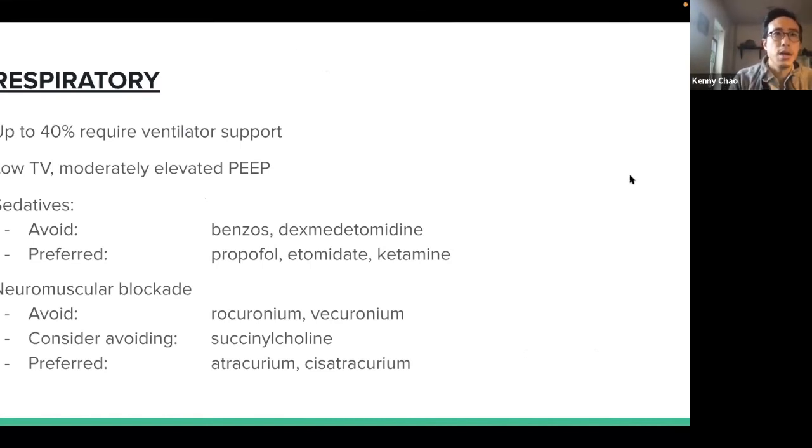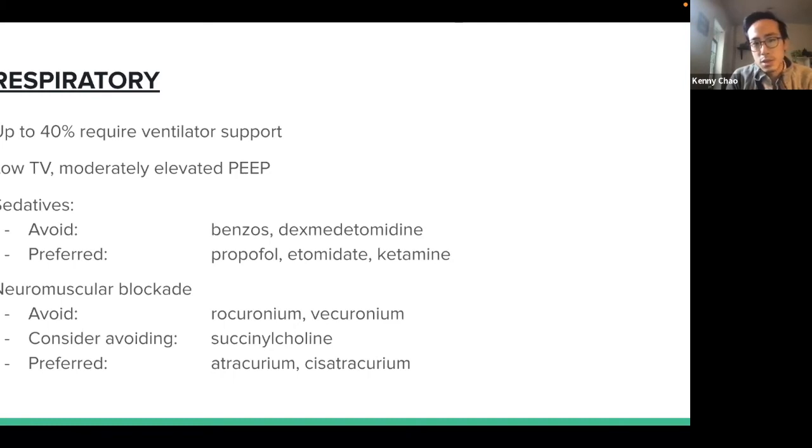If you do it, you want lung protective settings. You want low tidal volume, about 6 to 8 cc's per kg, and then moderately elevated PEEP, maybe 5 to 8. In terms of your sedatives, you want to avoid, again, your benzos, but also your Precedex. They're pretty extensively metabolized by the liver, and they'll have decreased clearance.